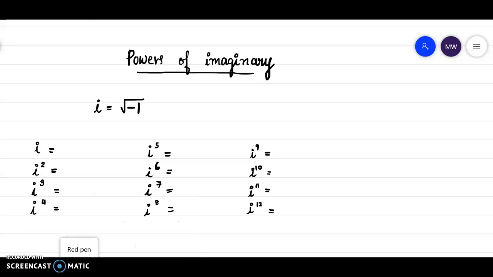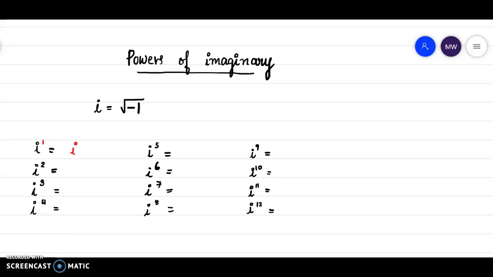Hi, in this video we're going to explore the powers of the imaginary number i. Now we know that the definition of i is that i is equal to the square root of -1. So let's explore some of the powers. Powers just means exponents of i. So here the first one, i to the first power is just i.